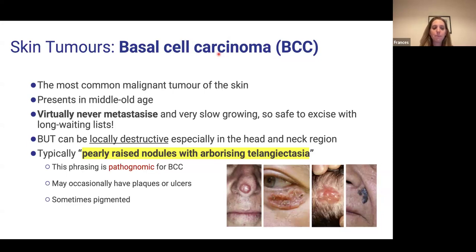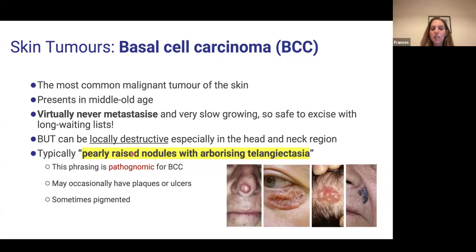It's very slow growing. The reason we care is that it can be locally destructive, especially if it's in the head and neck region. So you can see this one here that's by the eye. That patient would be in danger of losing their eyesight because it can invade further into the eye socket. So that's why we'd care about it.